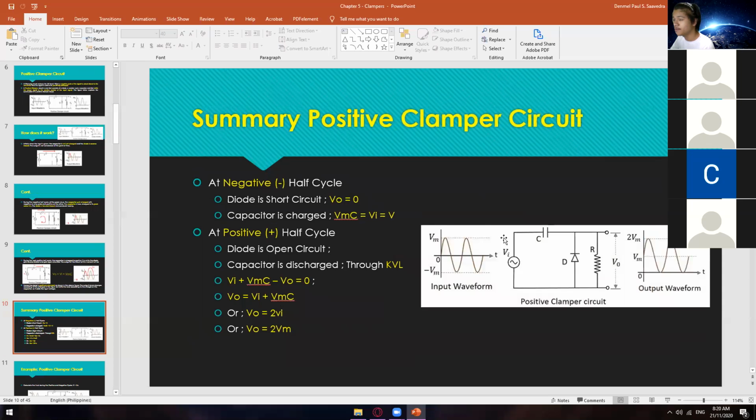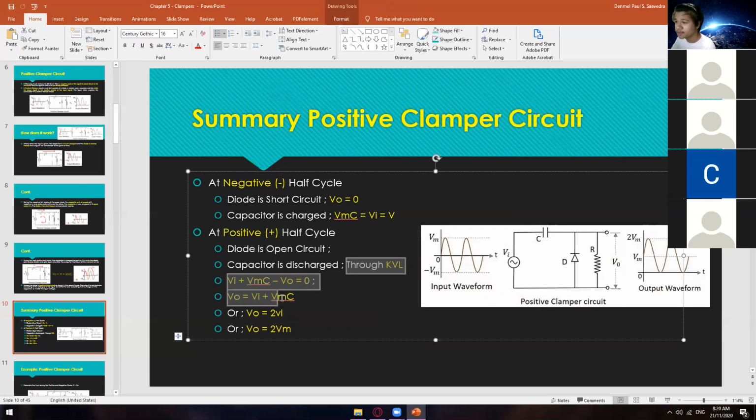During the negative, our V sub O is 0, and the capacitor is being charged. And then at positive, we now have an open circuit, so the capacitor is now being discharged. If you're going to use KVL, you'll get this kind of equation. Then just simplify this, or you can simply transfer this V sub O, so you will get this kind of equation. Just do the math and you'll be able to get this kind of output waveform, or you can have this kind of equation.